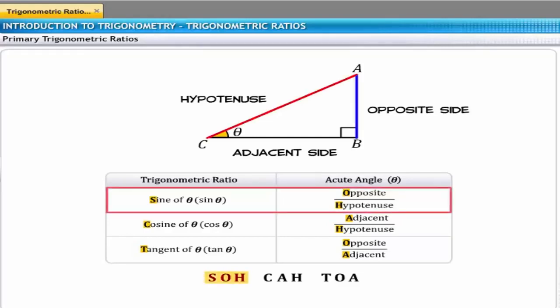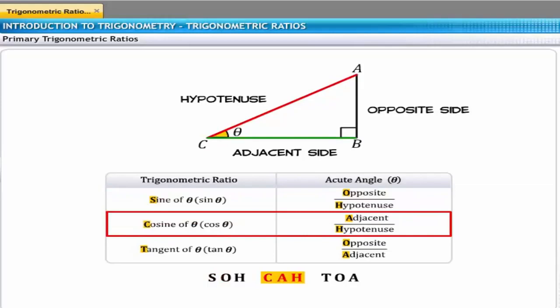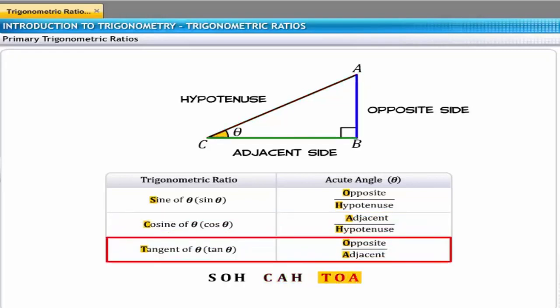The SO stands for sine of an angle is opposite side over hypotenuse. The CA stands for cosine of an angle is adjacent side over hypotenuse. The TOA stands for tangent of an angle is opposite side over adjacent side. Memorize this to remember these ratios.